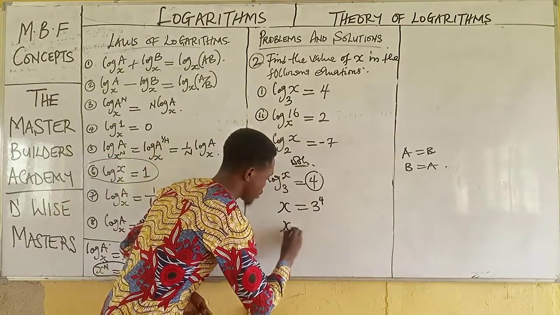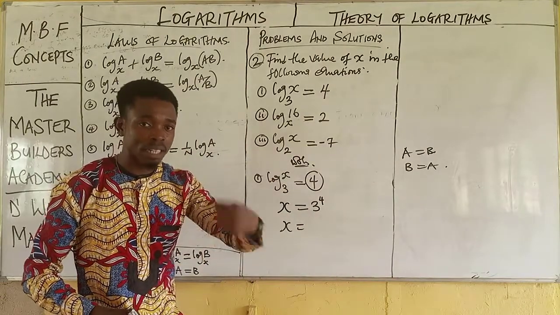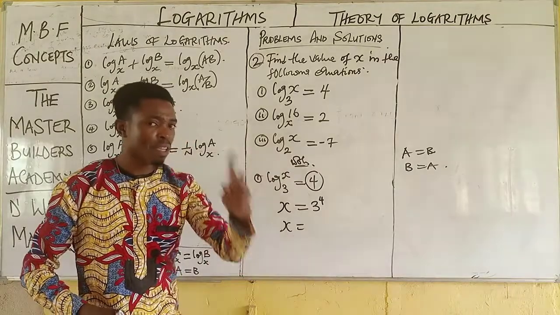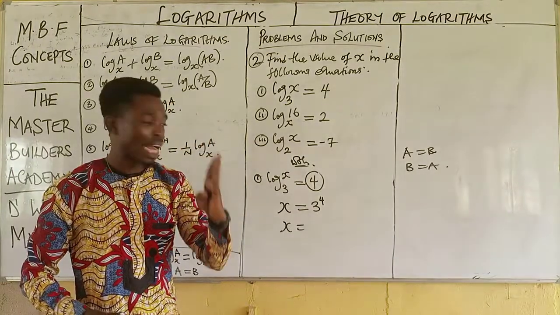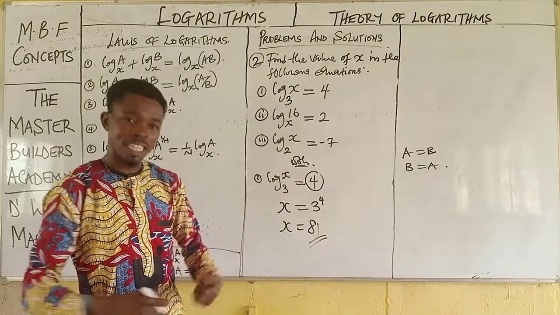And when we simplify this further, 3 raised to the power of 4 is the same thing as 3 times 3 times 3 times 3. So 3 multiplies itself 4 consecutive times, and that gives us 81. This is the answer to this question. It's as simple as this.